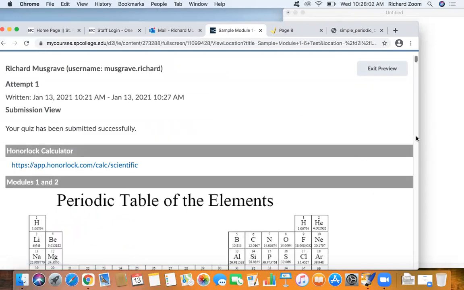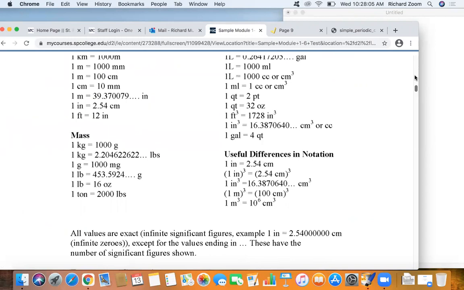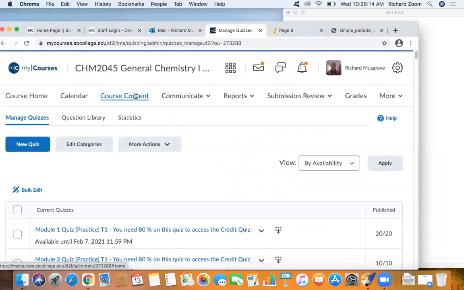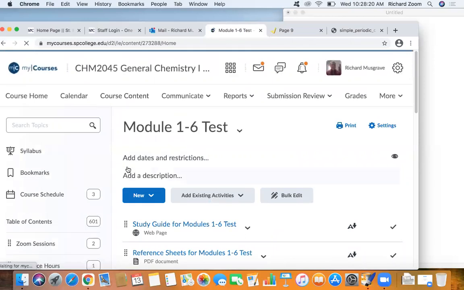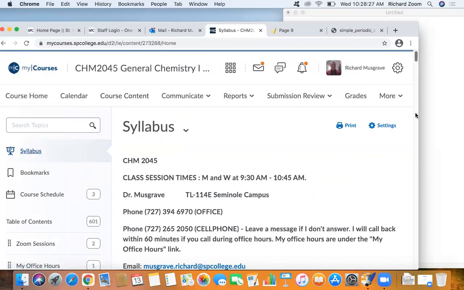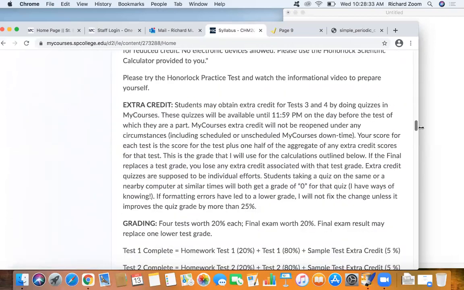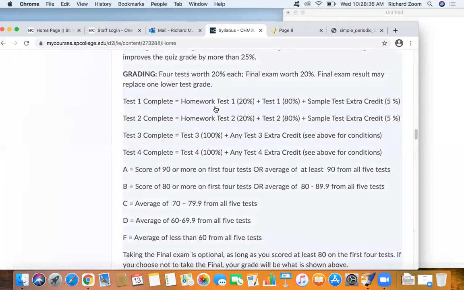And going back, I'm going to go back to the syllabus here and just show you this to make sure you do understand exactly what you're doing. As was stated here, the test 1 grade is made up of homework and test 1 itself. So 20% is for homework. So you really do need to do the homework, but keep in mind also you've got your 5% here.